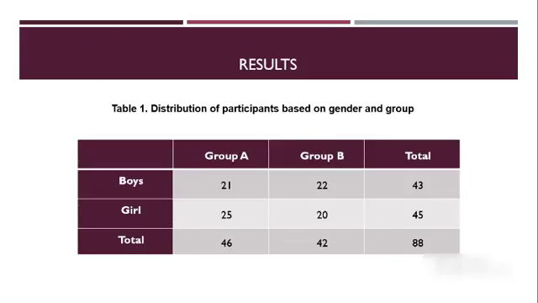So now let's talk about the results. Table 1 is the distribution of participants based on gender and group. There are 88 boys and girls in total: 43 boys and 45 girls. 46 boys and girls in Group A, 42 boys and girls in Group B. So there are some boys and some girls in Group A, and some boys and some girls in Group B.